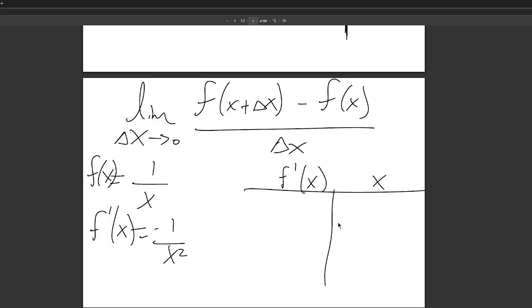So now all I want you to do is plug in x equals negative 0.001, negative 0.0001, and maybe 0.001, 0.0001. Plug in these and evaluate what the derivative is at those points.